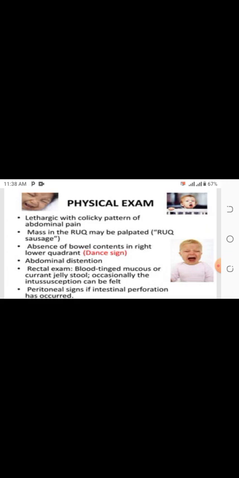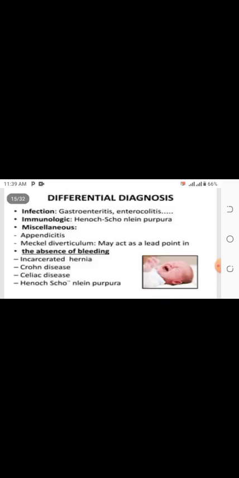Occasionally, the intussusception can be felt. Some may come with complications with peritoneal signs in case a perforation has occurred. And again, this is a drawing showing a young baby passing blood-stained stool, and we're seeing the red currant jelly stool, which we find mostly in intussusception.